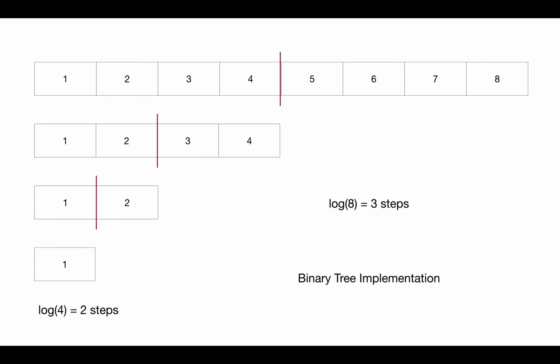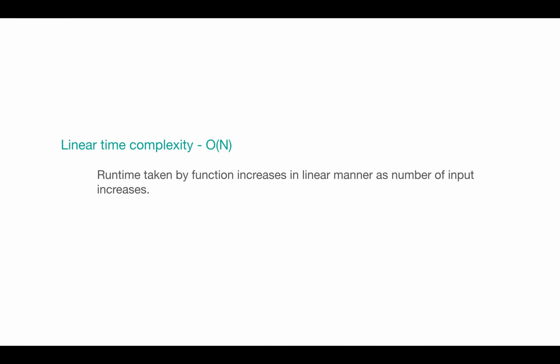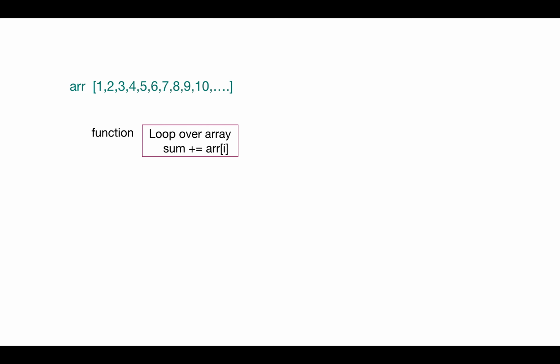Now let's move to the next complexity, which is linear time complexity. In this, the runtime taken by the function increases in a linear manner as the number of inputs increases. We do write such code often that has linear complexity, like using any loop. It can be a for loop, it can be a while loop. For example, iterating over an array. This will include n iterations through the array.